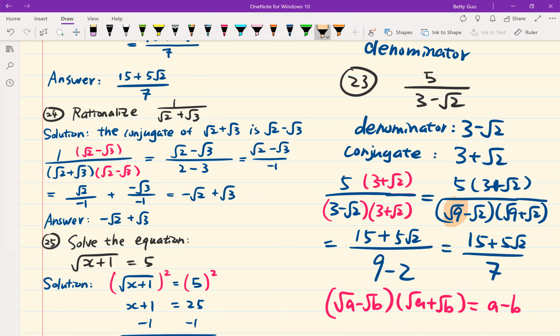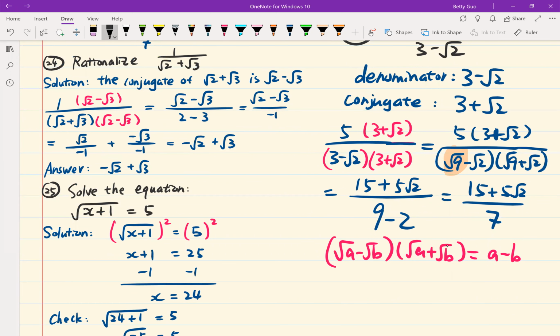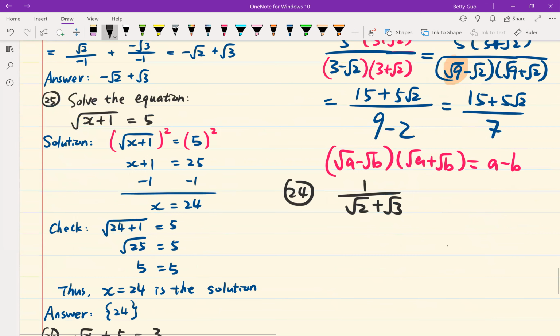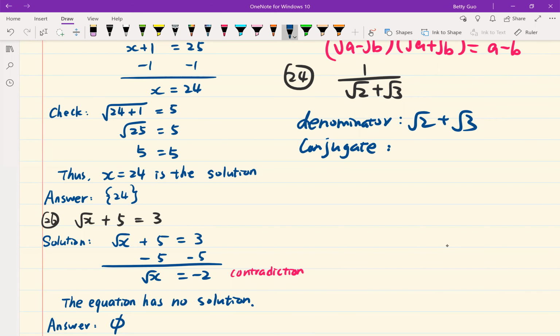Number 24, also rationalize the denominator. The denominator is a binomial and it contains 2 radicals, 2 square roots. Same thing. The denominator is root 2 plus root 3. Conjugate of the denominator. What's the conjugate of the denominator? Very good. Root 2 minus root 3.